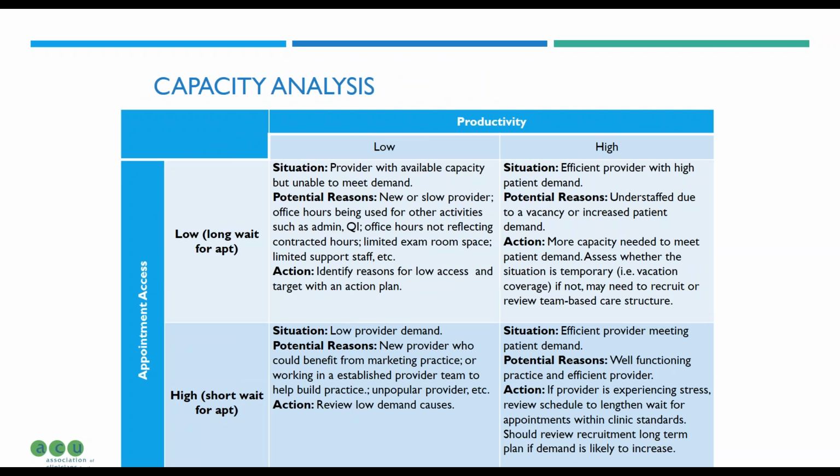This explains it a little bit better. So this graph shows the box in the upper left-hand corner is low productivity with low access. And low access in this case is a long wait to get in for an appointment. And then we have low-high, which is low productivity with a short wait for an appointment. And then you'll see the high productivity with low access and high productivity with high access.